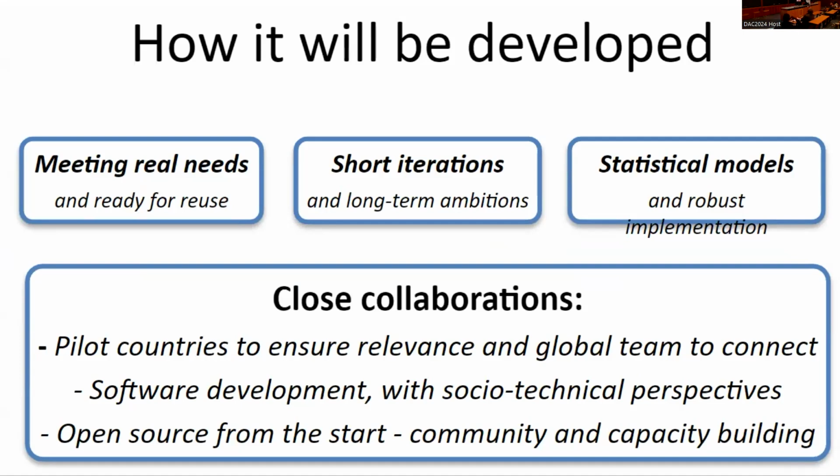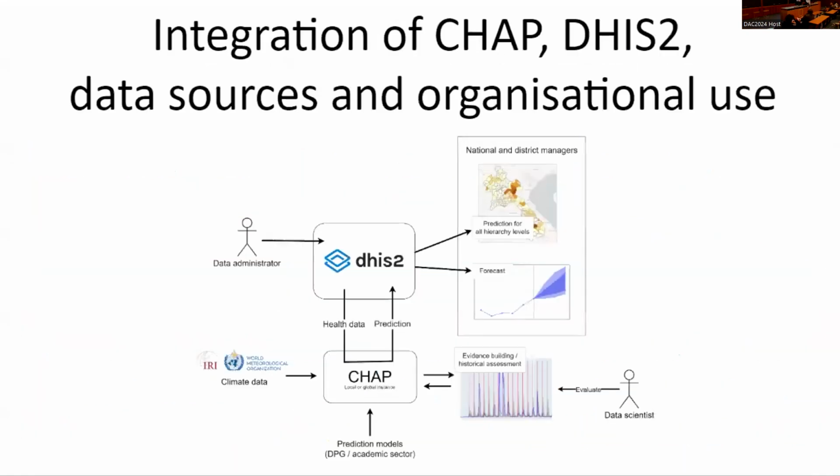And we will have statistical models of good mathematics, but also robust software implementation. So we will do close collaboration. It will be developed partly by the global HISP team and partly by developers in countries. We want to do the software development with a socio-technical perspective and open source from the start. So this is how it looked on PowerPoint. And as a machine learner, I'm always very skeptical of PowerPoint because it's so easy to sell something on PowerPoint.